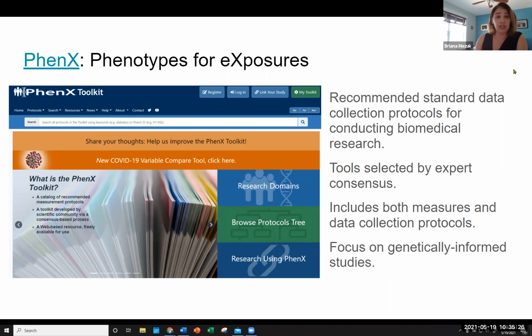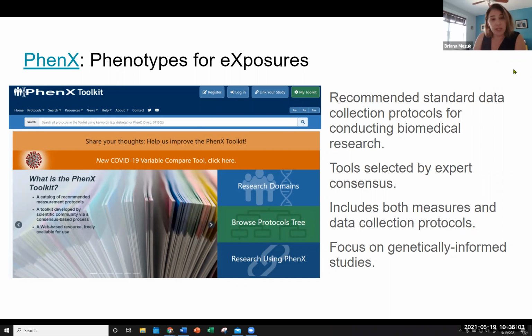This is coming out of the genetics world. Phenotype is the observed characteristic of the world. Genotype is whatever genetic base pair that you have. So what PhenX is trying to do is to recommend standard data collection protocols for biomedical research. The tools here are selected by expert consensus, and I would put an asterisk on that. I knew many of the people at VCU who were involved. Ken Kendler's group, for example, was highly involved in this, so they're expert consensus, but they're experts in the field of genetic epidemiology.